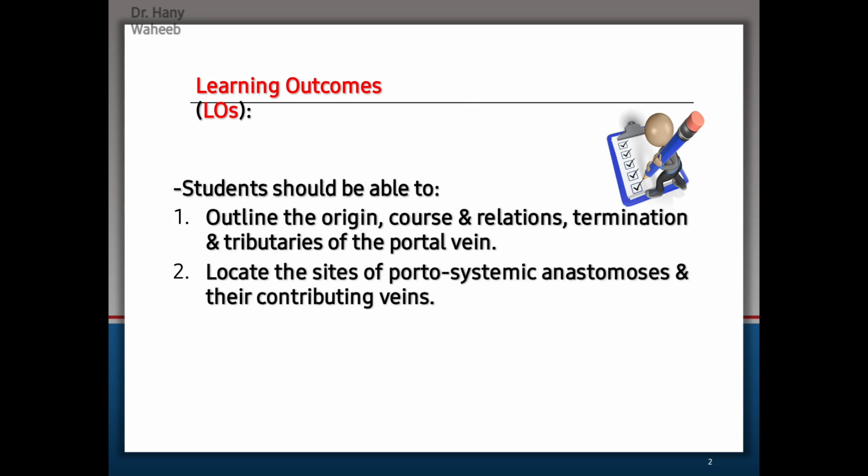Number two, to locate the sites of portosystemic anastomosis, anastomosis between the tributaries of the portal vein and the veins belonging to systemic circulation. This is called portosystemic anastomosis, and their contributing veins. Which veins belong to portal circulation and which veins belong to systemic circulation at each site of the portosystemic anastomosis.